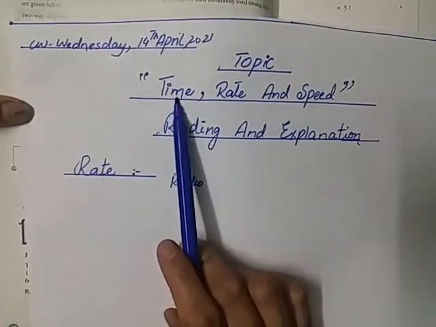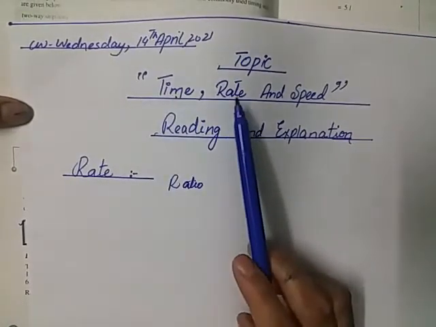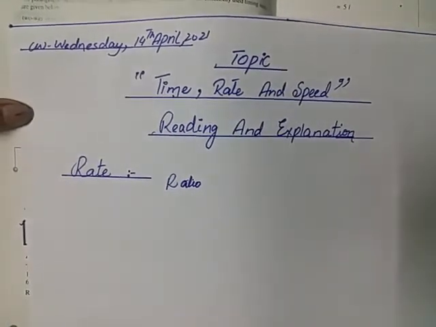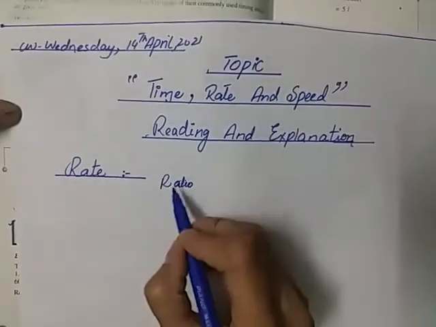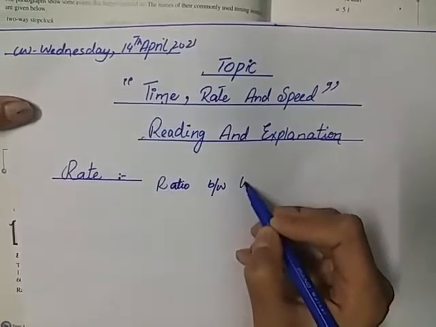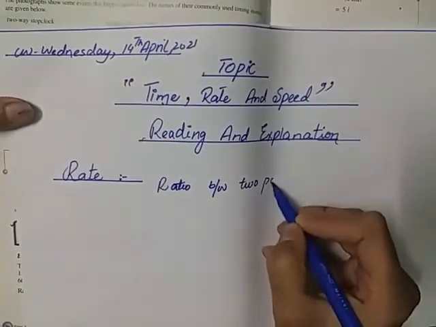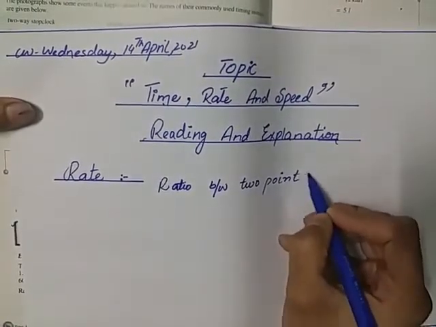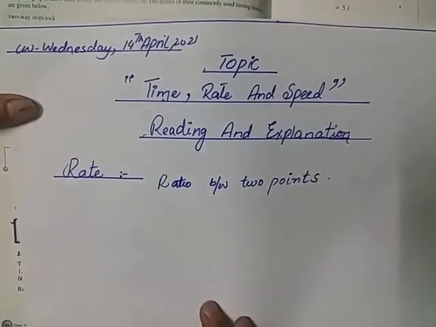Yesterday we did about time. Today we will discuss rate. So what is the rate? Students, rate is actually the ratio between 2 points. Ratio between 2 points is known as rate.